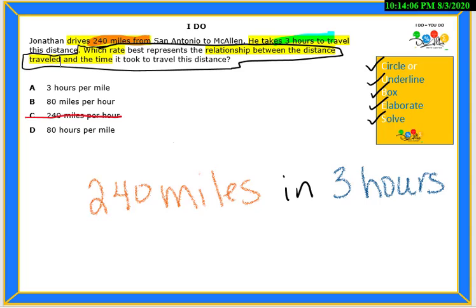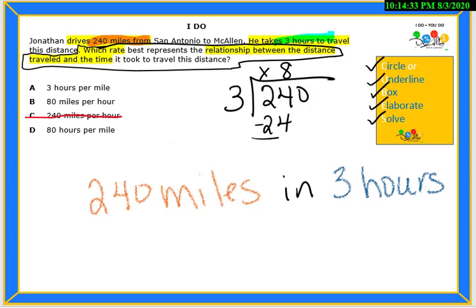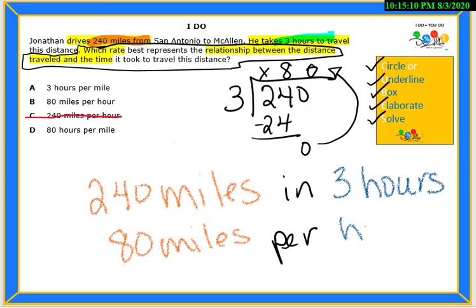We will find it by using NIDO, numerator in, denominator out. In this case, we're doing 240 divided by 3. 2 cannot be divided by 3, but 24 can. 8 times. 8 times 3 is 24. Bring down that 0. Whenever we have a 0 left over, just bring it to the top. It is 80 miles per hour. Our answer choice is B.